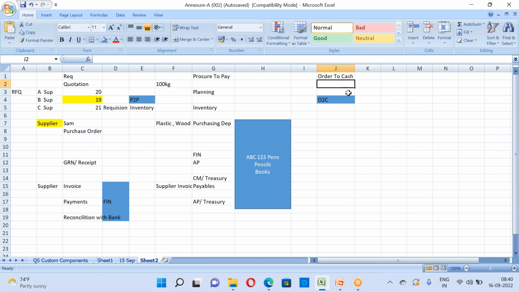This is where order to cash is. This is where your revenue is involved, where you get the money, right? Procure to pay involves your payments, your receipts, and your banks, where you pay the suppliers. Order to cash involves where you receive money from customers against the sales that you made. Okay, we'll discuss that.